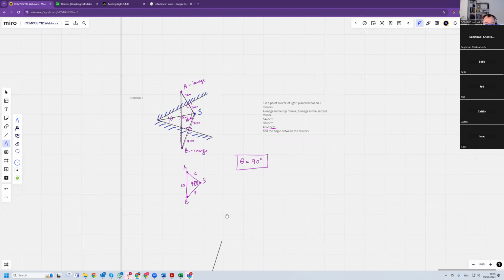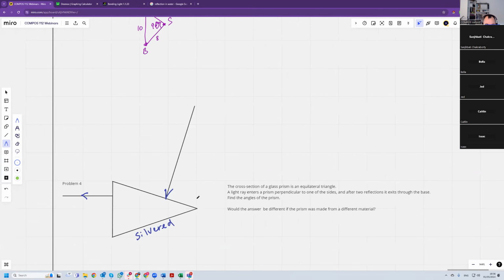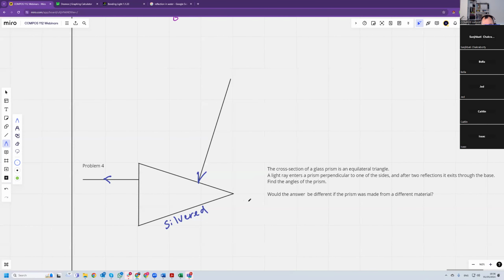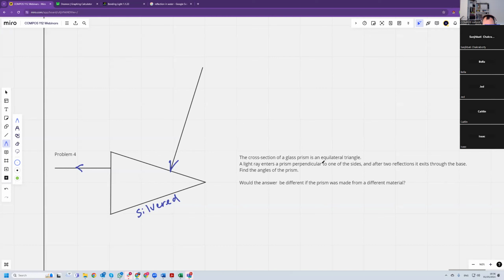So the next question, we have a prism. The cross section of a glass prism is an equilateral triangle. So this side is equal to this side. This side is unknown. And this angle is unknown. That's the angle that we are looking for, actually. That is the question. So light enters the prism, reflects from this end, something like this, reflects from this end, then goes here and here.